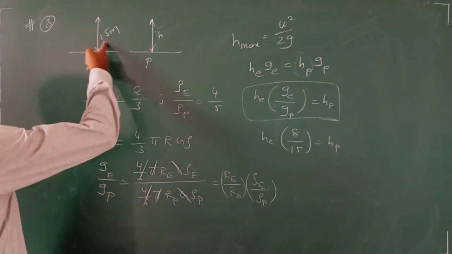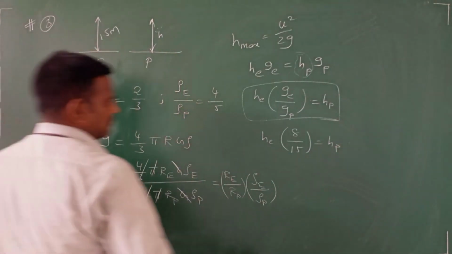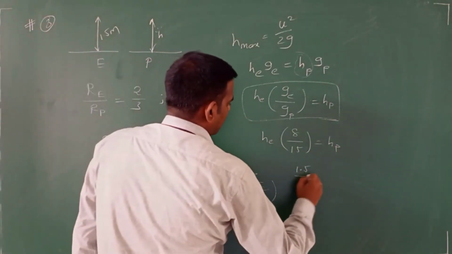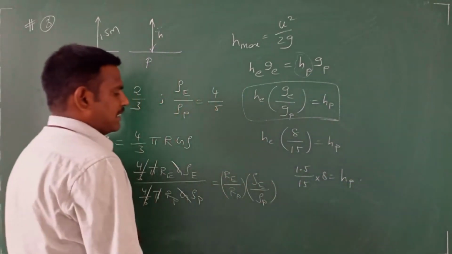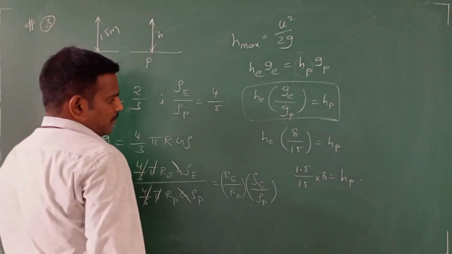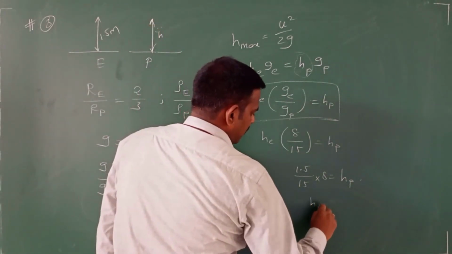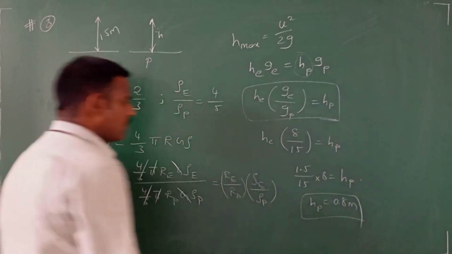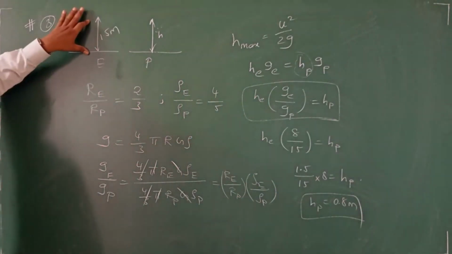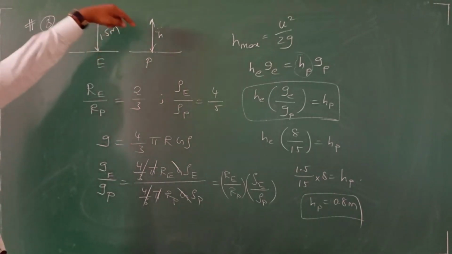What is the height on the earth surface? He is able to jump 1.5 meters. So therefore 1.5 divided by 15 into 8 will be nothing but the height to which he could jump on the planet. Okay, now this will be equal to how much? 0.8 meters.